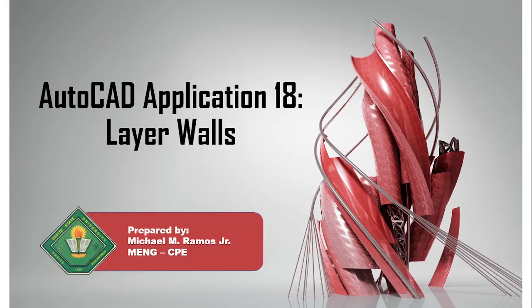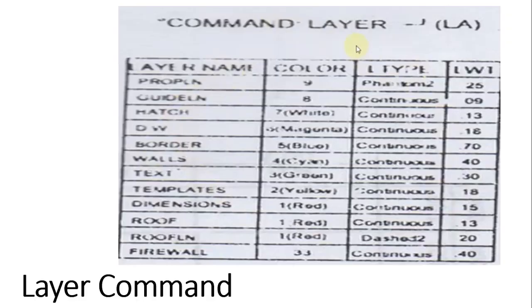Ramos Jr. and we're now on the 18th video of the complete course of AutoCAD 2D and 3D. For this video, we will create layer walls. Based on the previous activities, starting from activity number 14 up to activity number 17, we created different layers. Especially, we used the guideline, the property line, the firewall, the roof, and also the roof line in our layer command. So for today's video, we will create walls.